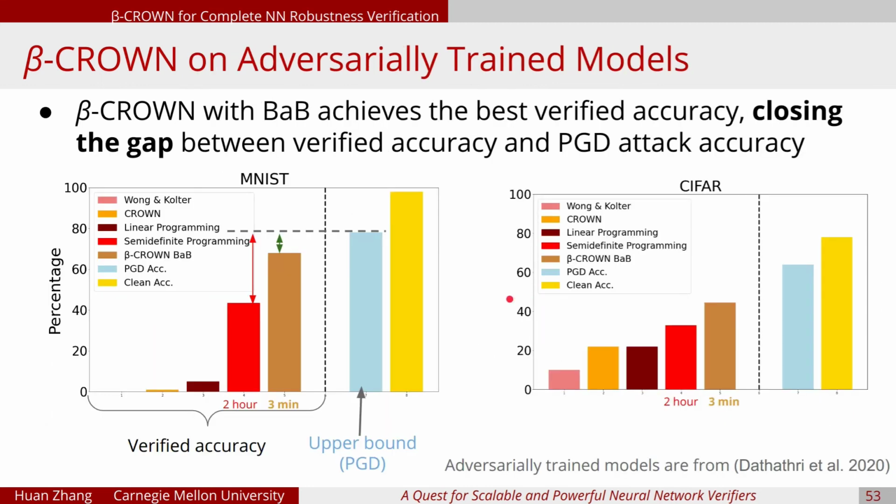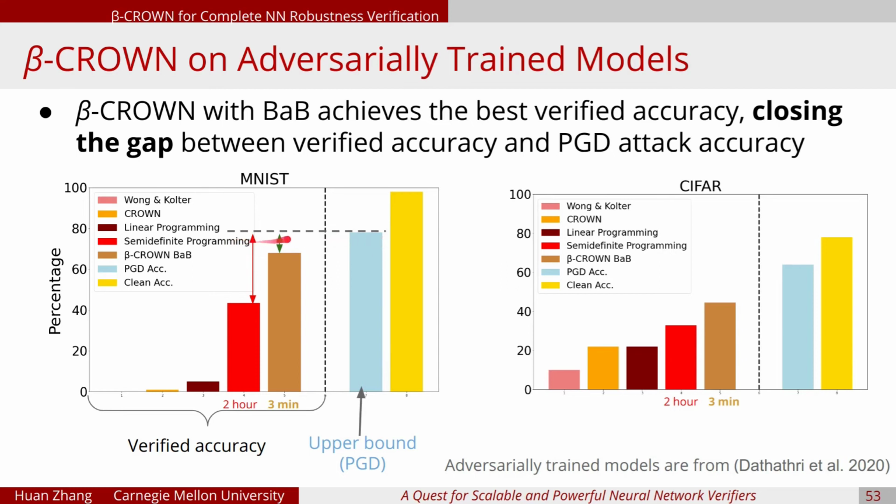And our verifier can also be used as an incomplete verifier where we can set a very short timeout threshold, like 3 minutes. In that setting, we can also verify many more images than the existing approach. For example, previously, semi-definite programming-based relaxation achieved the strongest performance on adversarially trained networks. But here we can significantly increase the percentage of images we can verify, and that's actually not too far away from the upper bound of the verified accuracy, which is given by conducting the PGD attack.